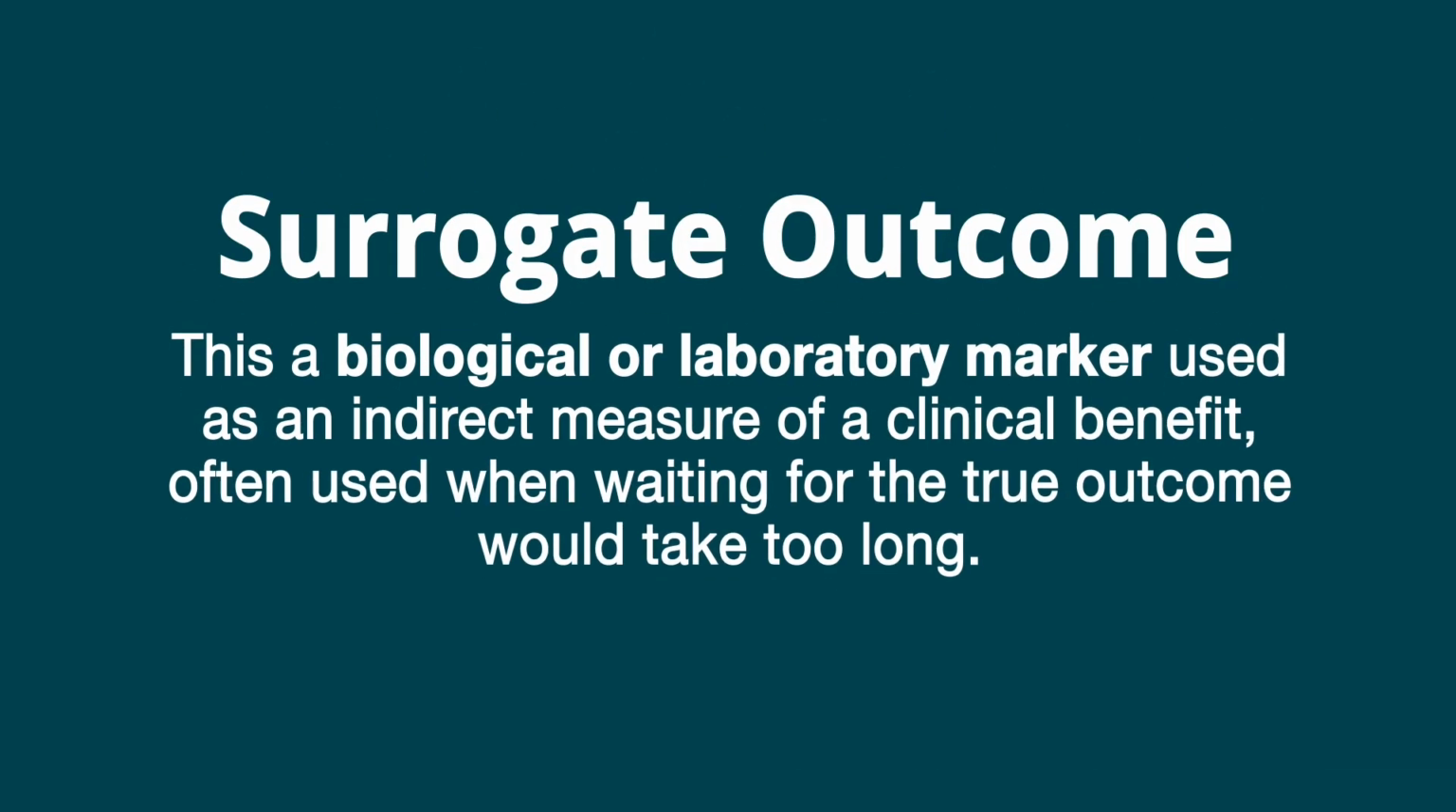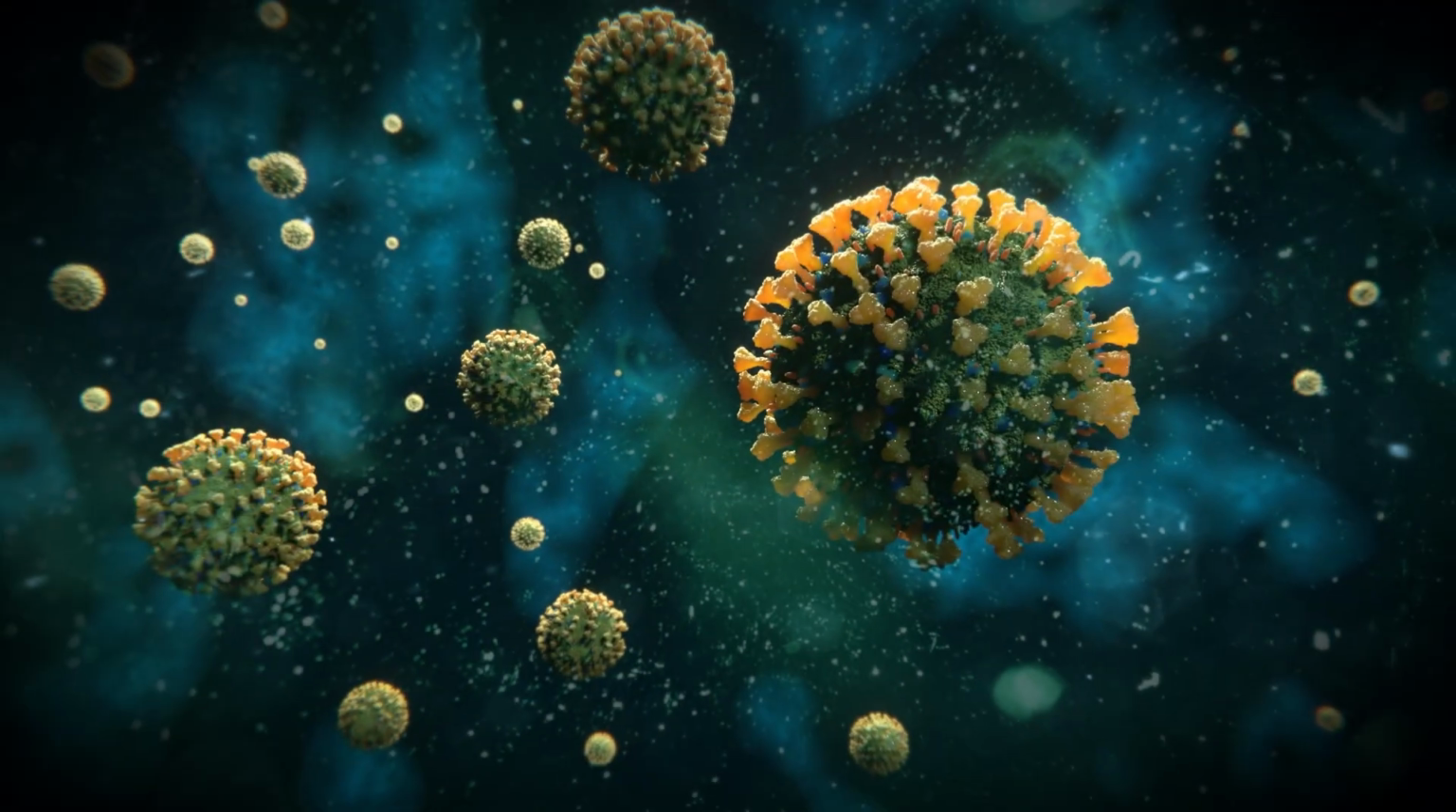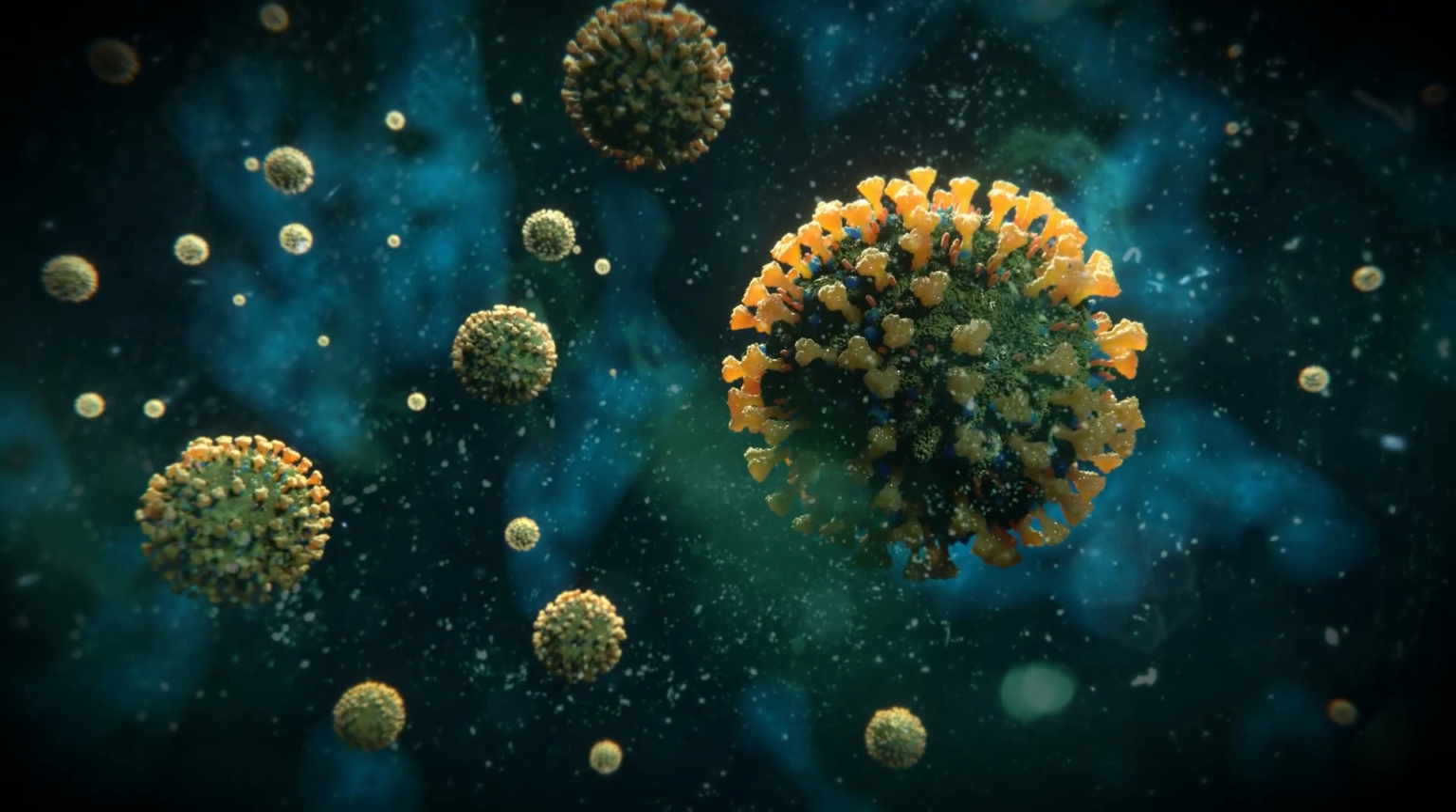Next is a surrogate outcome. This is a biological or laboratory marker used as an indirect measure of a clinical benefit, often used when waiting for the true outcome would take too long. For example, in an HIV drug trial, viral load reduction may serve as a surrogate for long-term disease progression.